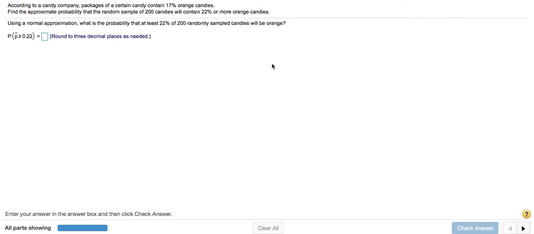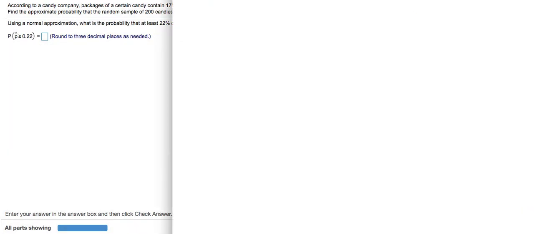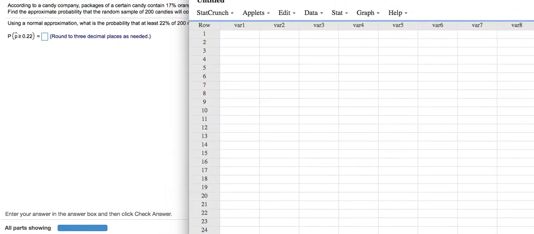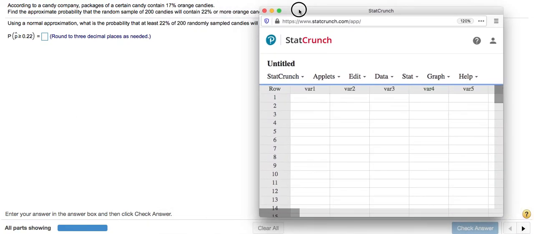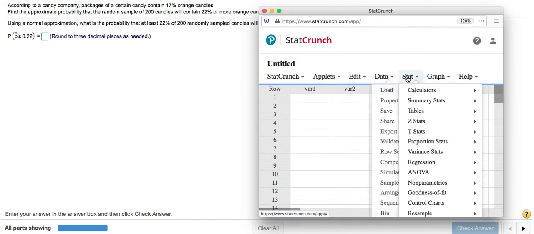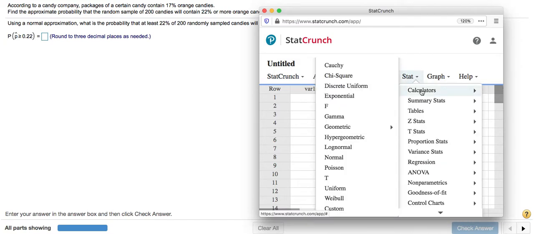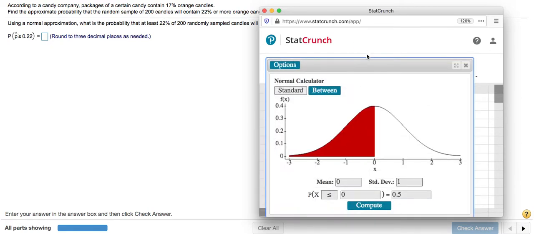We're going to use a normal distribution to solve this, so I'm going to go ahead and open StatCrunch. Bring that into the screen a little bit better here. So we're going to use the normal calculator. So we'll go to Stat, Calculator, and select Normal.